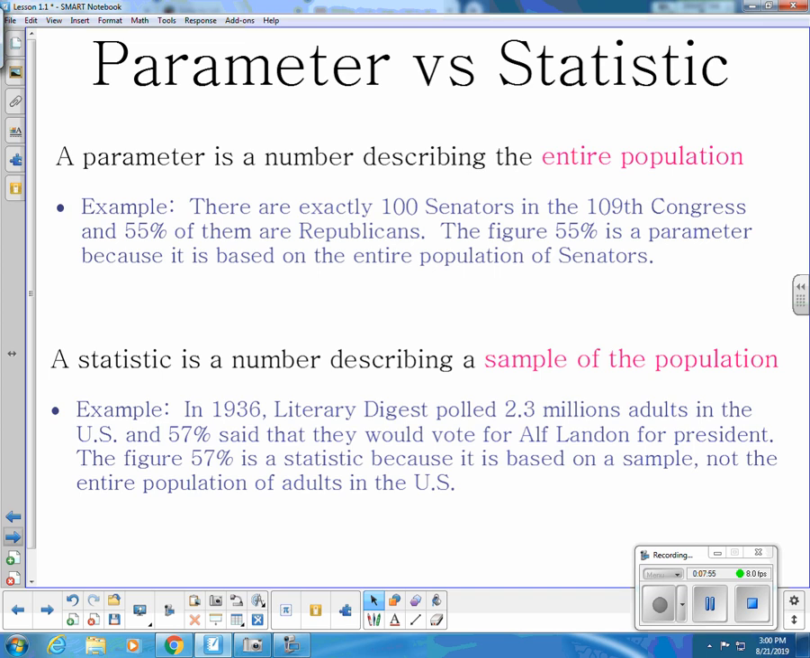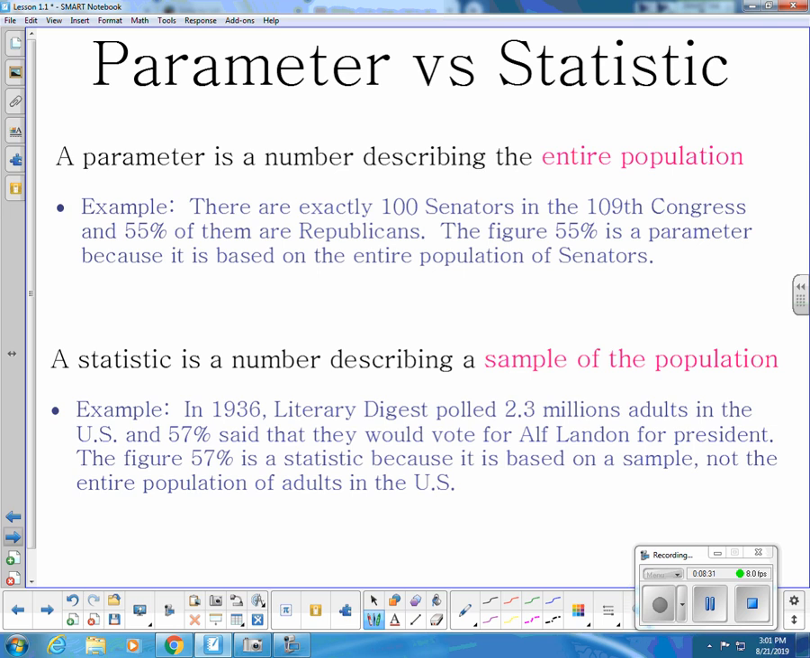Parameter versus statistic. So, easy way to remember this. A parameter is based on the population. It's describing the whole entire population. A statistic is describing a sample of the population. So you have to really be careful when you're reading these scenarios. So the first one says there are exactly 100 senators in the 109th Congress, and 55% of them are Republicans. So they surveyed or got the information on all 100 senators. 55% are Republican. So that's a parameter because we used all the senators, all 100 of them were in our little survey.